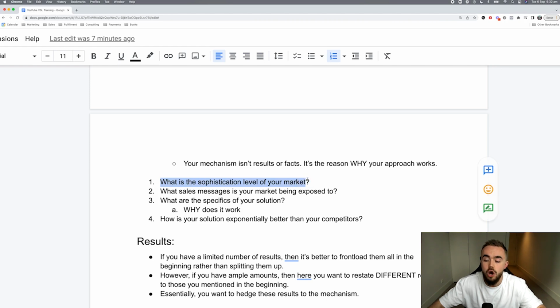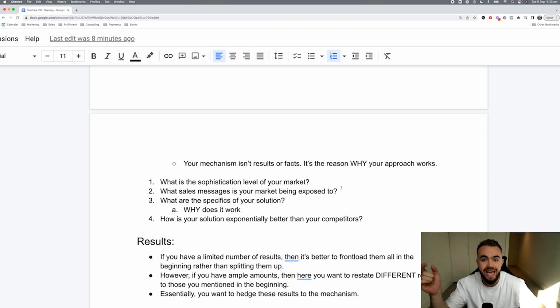So number 1, you've got to ask yourself, what's the sophistication level of your market, right? Sophistication level in regards to what it is that you do. So for example, Facebook ads. If you're doing Facebook ads for agency owners, their sophistication level surrounding Facebook ads is extremely high. It's the most sophisticated you could probably get in any market. So then your mechanism cannot just be, here's why Facebook ads is best. It's got to be how you implement Facebook ads, because their sophistication with Facebook ads is so high.